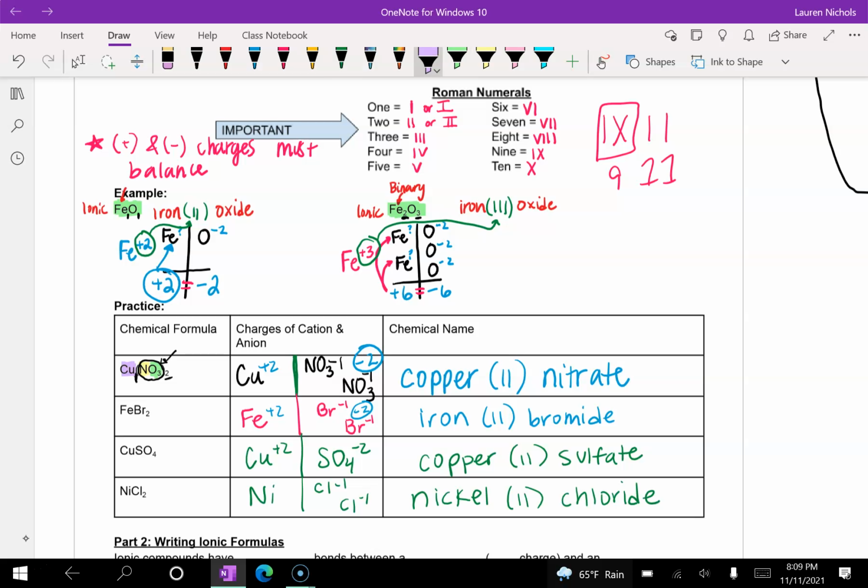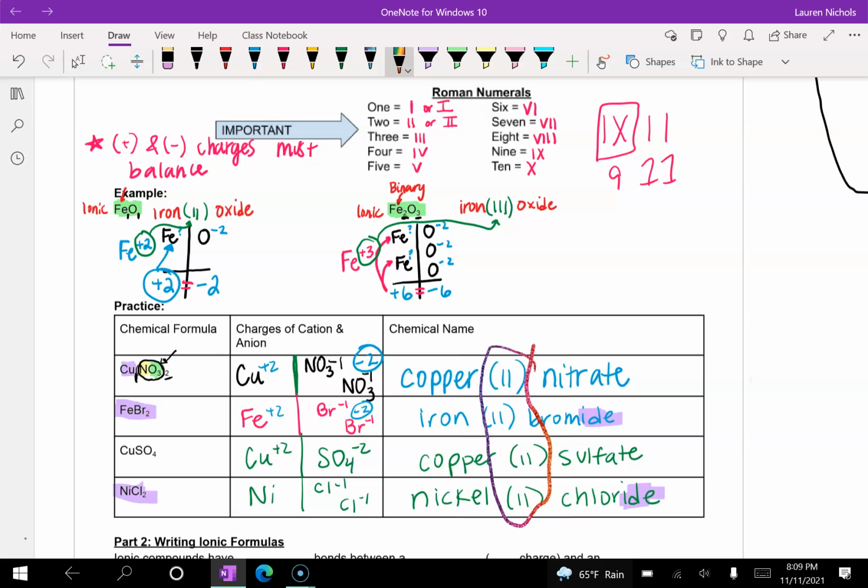Notice that all of our binary compounds, which would be FeBr2 and NiCl2, both end in IDE because that's the rule. And I apologize for making all of your Roman numerals a Roman numeral two. That's not always the case, but when I was making this worksheet, I didn't even remember to check whether or not I was actually changing what the Roman numeral would be.